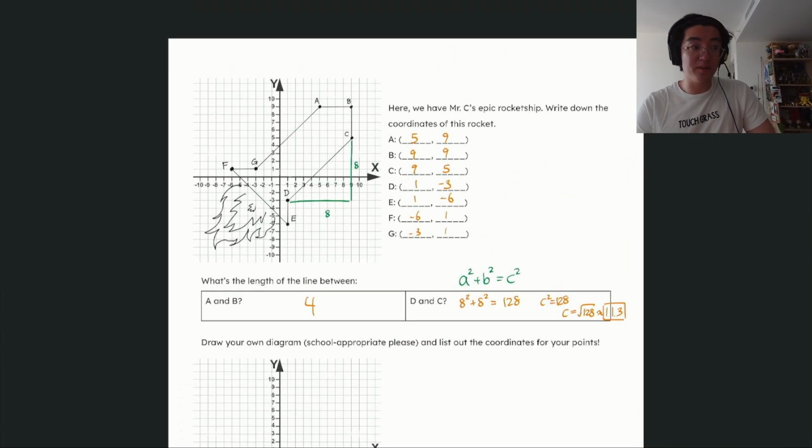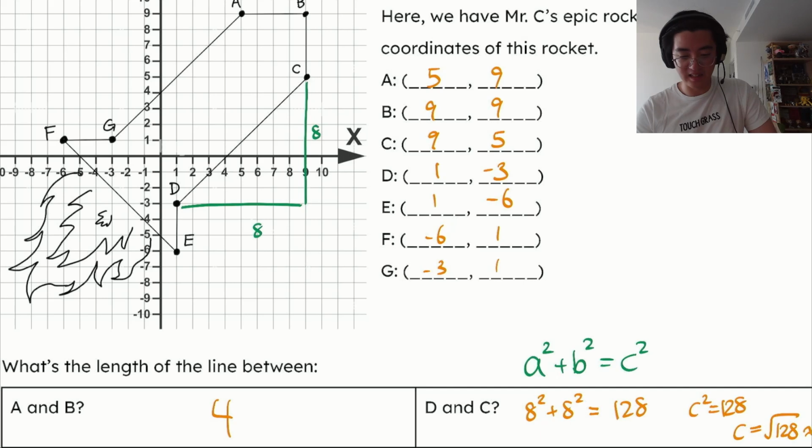So the most important part of this lesson is that the first number always refers to the x, and the second number always refers to the y. And you'll be seeing that a lot for the next few lessons. So with that being said, good luck practicing.